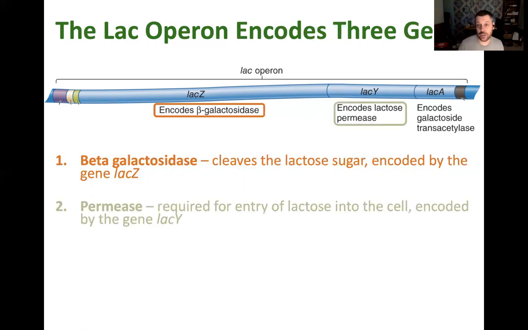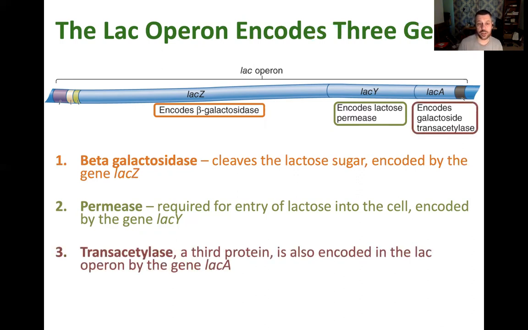The second of the three genes is LacY. That is called lactose permease. And again, the clue is in the name here. Lactose permease is a protein that basically opens up the cell membrane to allow lactose into the cell. Sugars don't normally pass through cell membranes very easily because they're hydrophilic. And so they need some kind of special channel to allow them to get in. That's what permease is. It allows lactose into the cell.